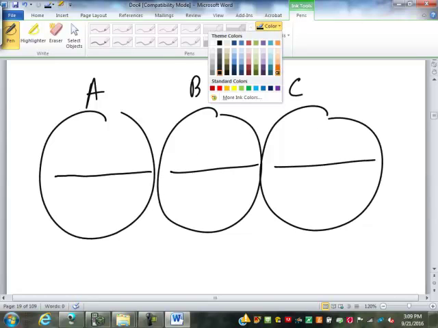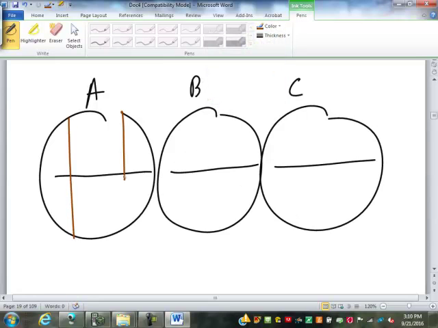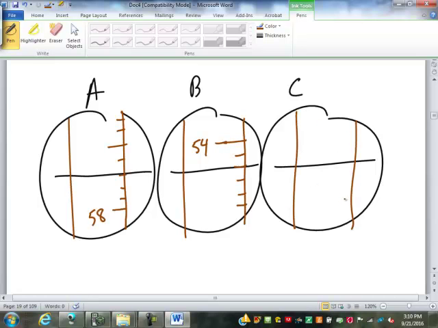And let's say that for point A, we look at our stake, and we see this is 58. For point B, we look here and we see that this is 54. And for point C, this is 52.